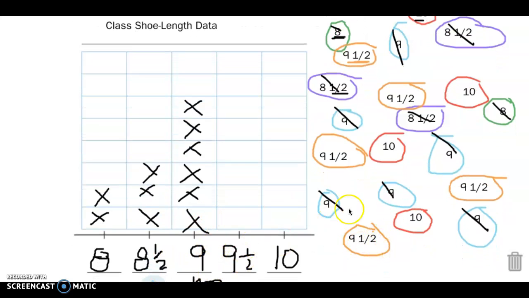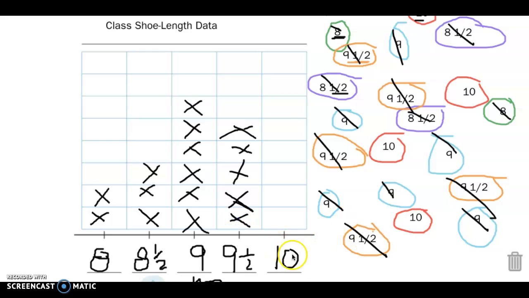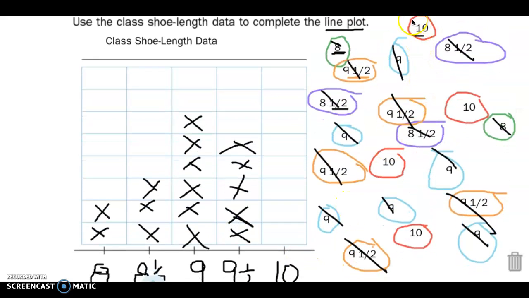Good. The next one we're looking for is 9.5. 1, 2, 3, 4, 5. If this was 6, I know that this is just going to be 1 less. This should be 5. 1, 2, 3, 4, 5. Good. And our very last one is 10s. How many 10s do we have? 1, 2, 3, 4. And if that was 5, I just know I need to go 1 less. 1, 2, 3, 4. Awesome.